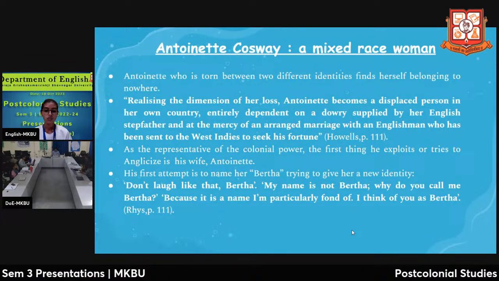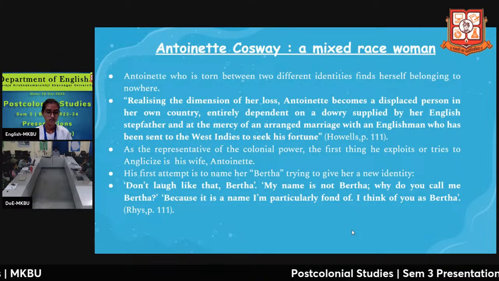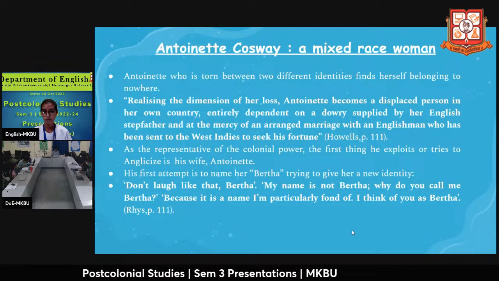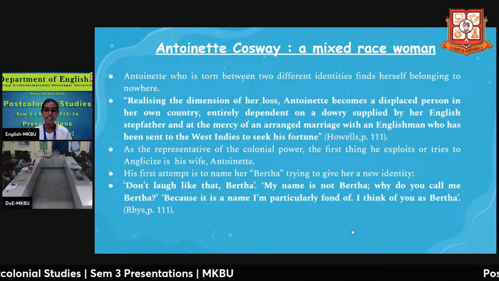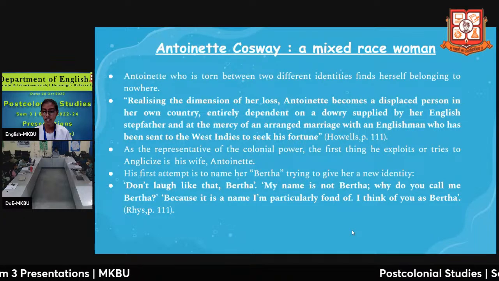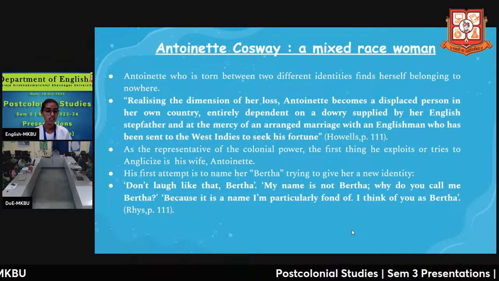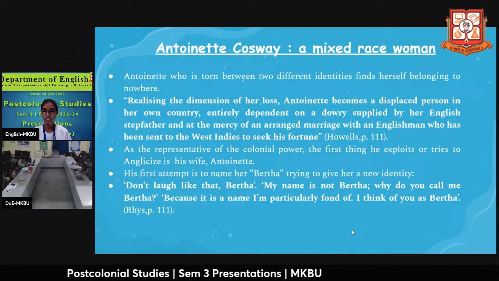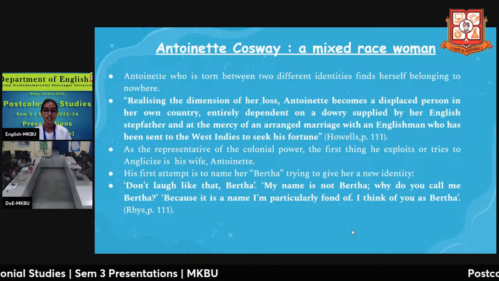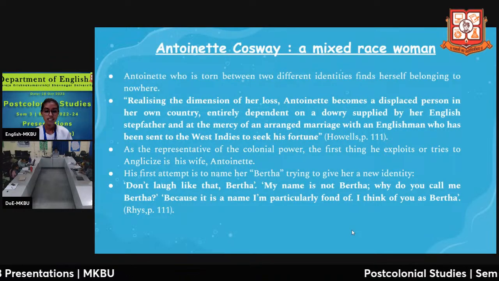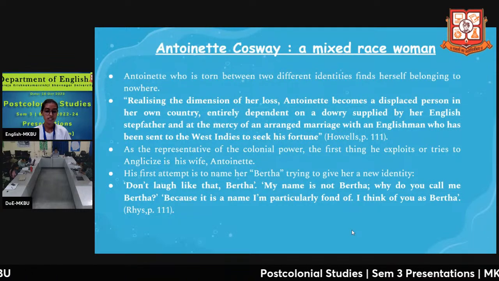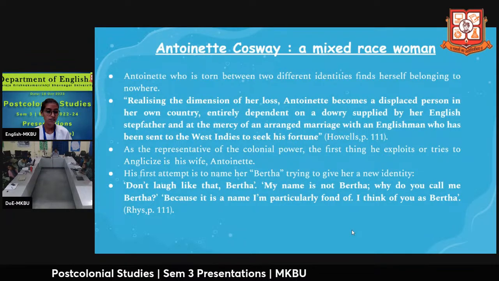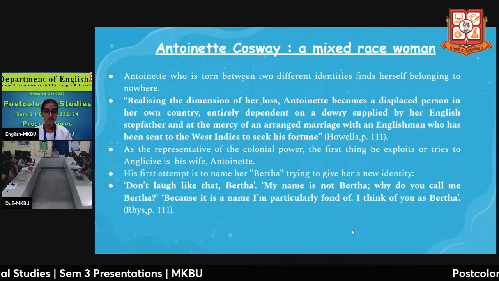Here Howells said that, realizing the dimension of her loss, Antoinette becomes a displaced person in her own country, entirely dependent on a dowry supplied by her English stepfather, and at the mercy of an arranged marriage with an Englishman who has been sent to the West Indies to seek his fortune. As the representative of the colonial power, the first thing he exploits or tries to anglicize is his wife Antoinette.